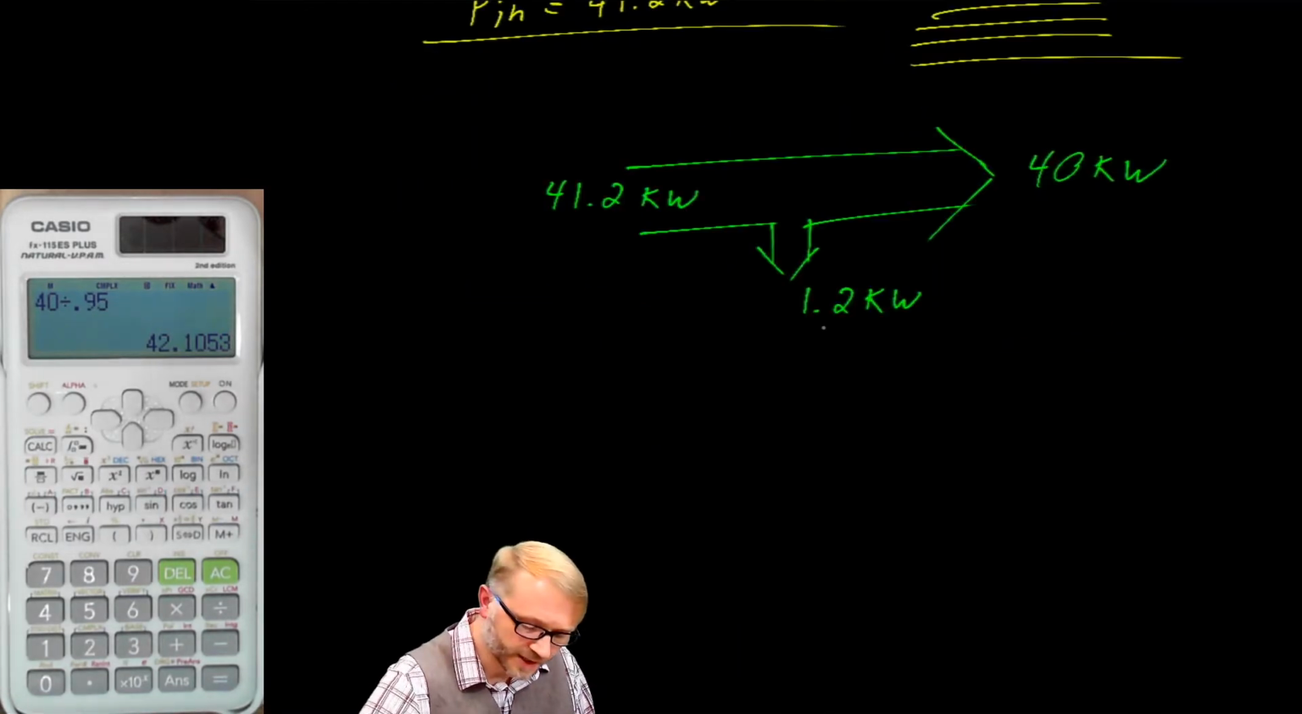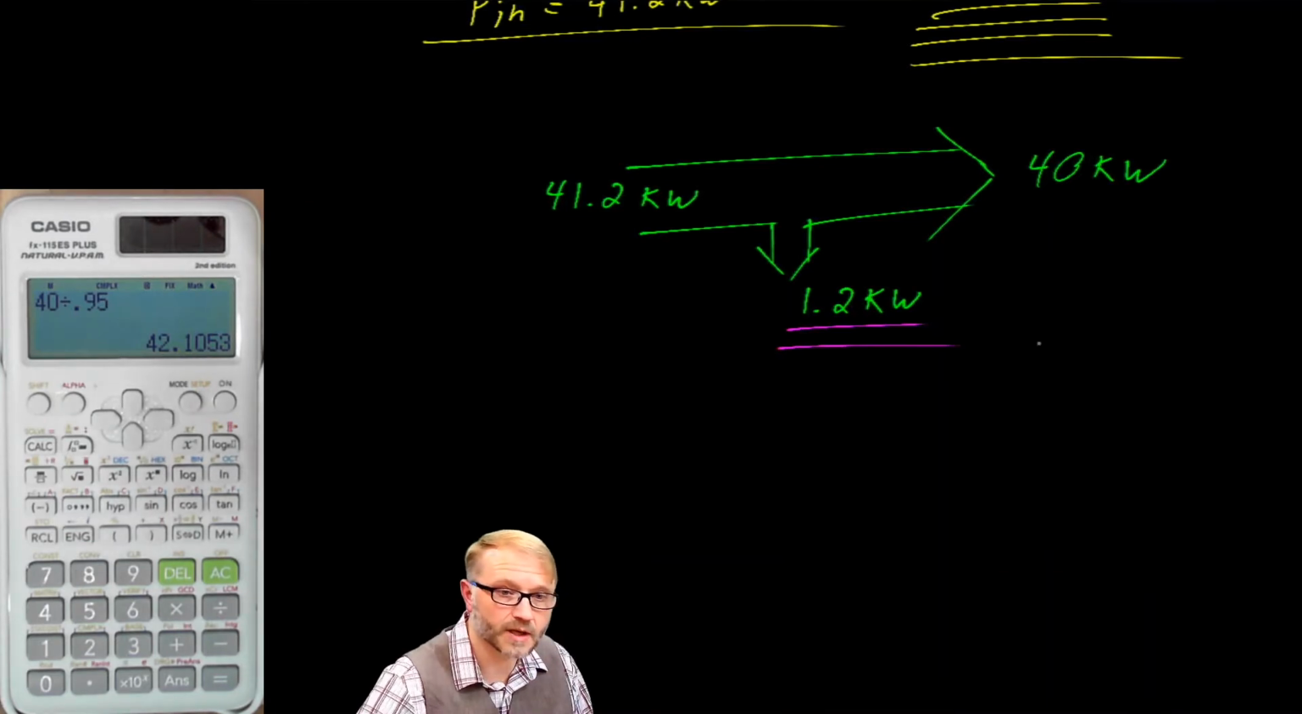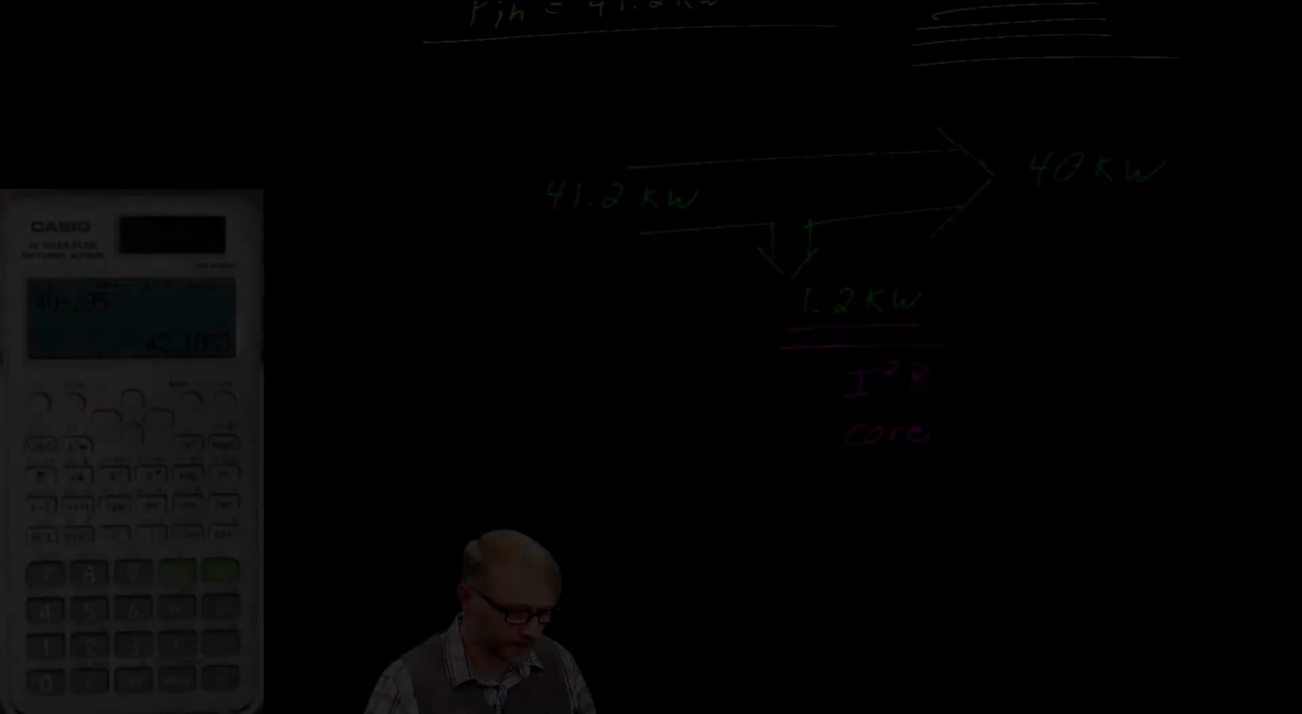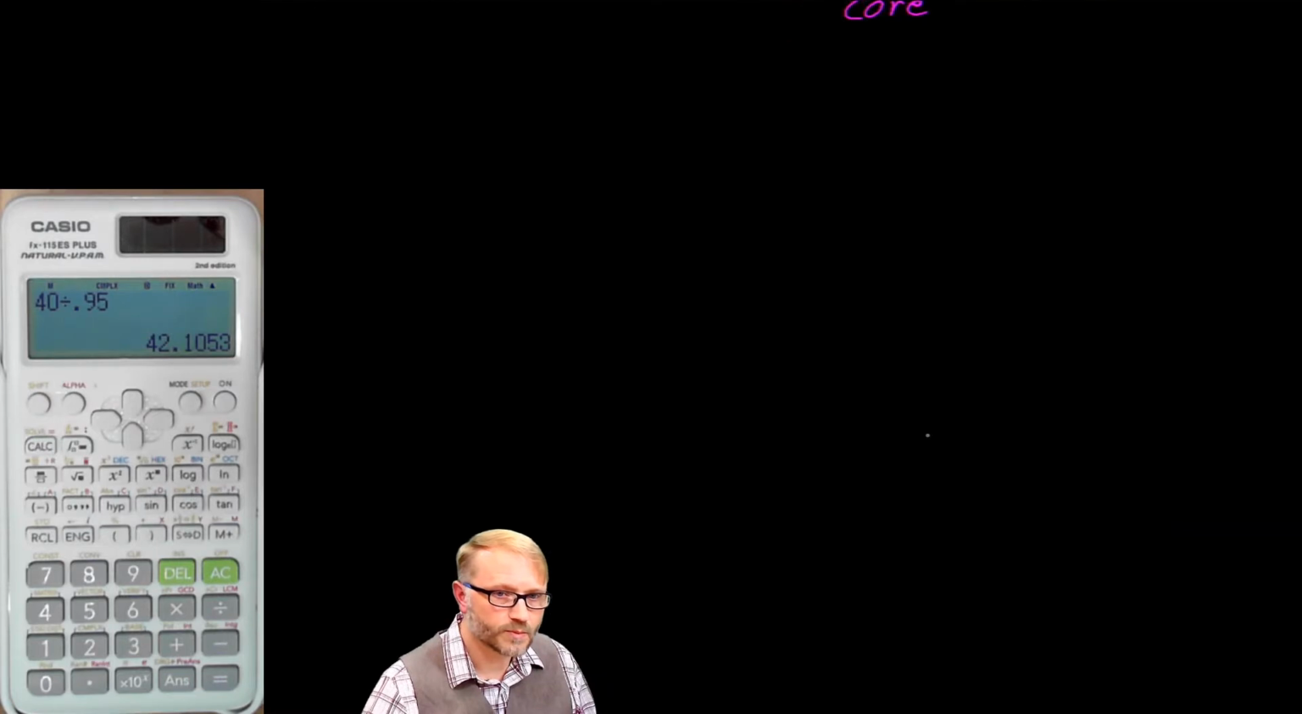Actually, I should be a little more careful with our words. We didn't lose it along the way. We lost it to the transformer itself. The transformer got hot due to I squared R losses and to core losses. If we wanted to be more precise, we would have a model of the transformer.